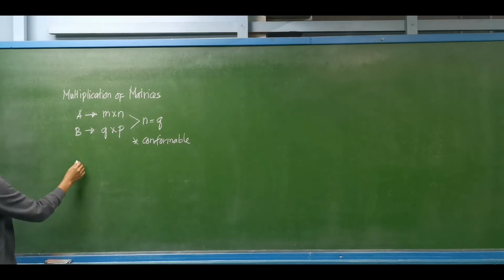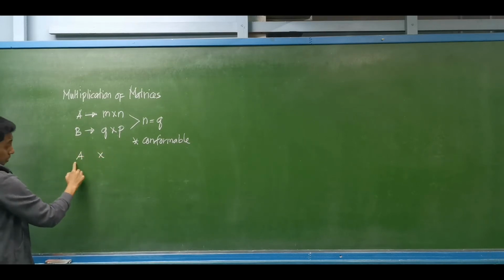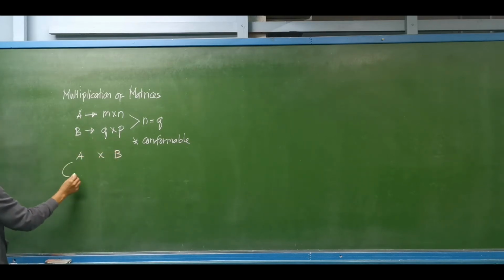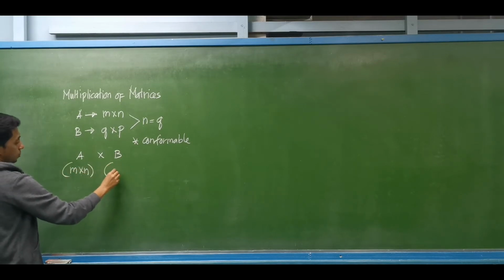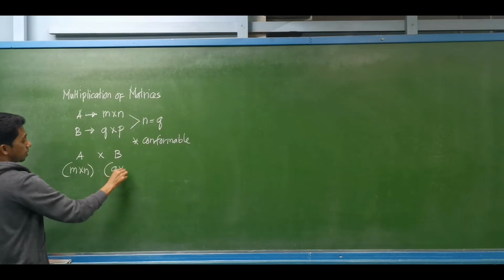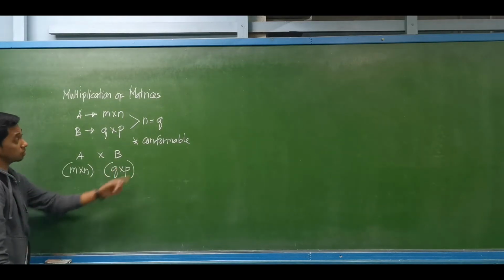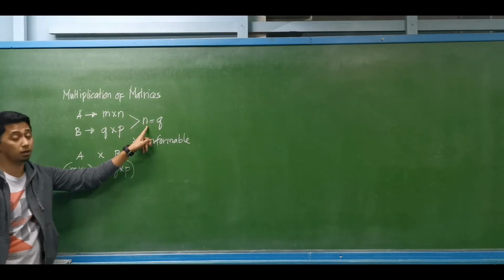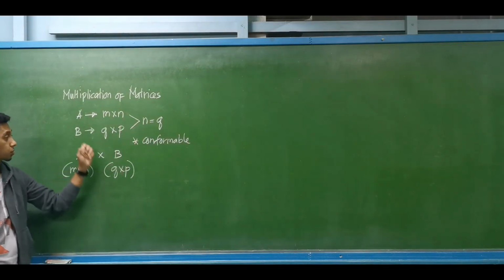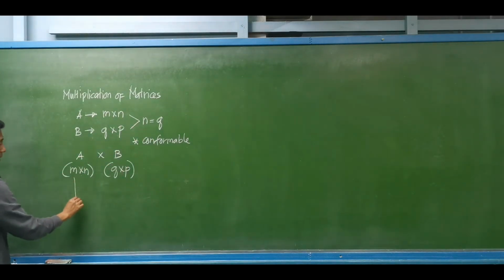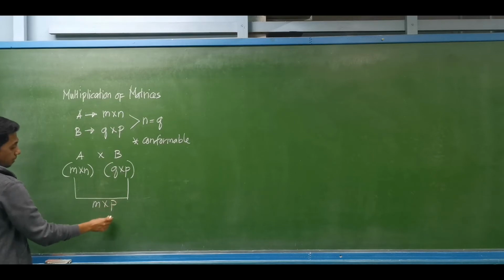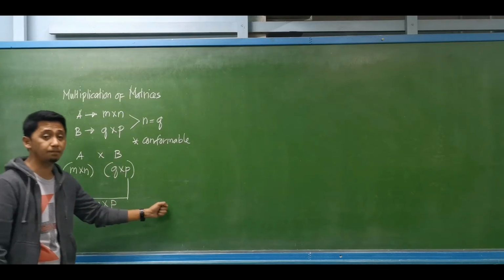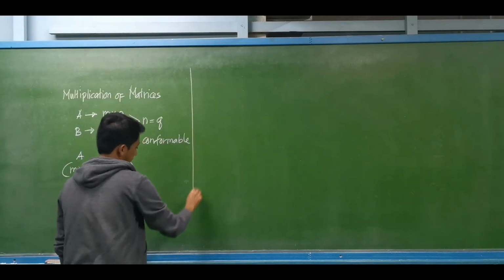So we have the dimension of matrix A multiplied by matrix B. Dimension of matrix A is m by n. The dimension of matrix B is Q by P. So again, first condition, the number of columns of matrix A should be equal to the number of rows of matrix B, and the resulting dimension of the product matrix is m by P. So let's have an example.